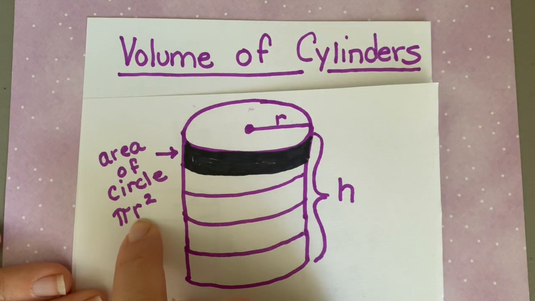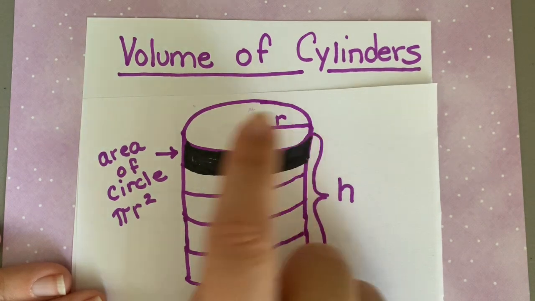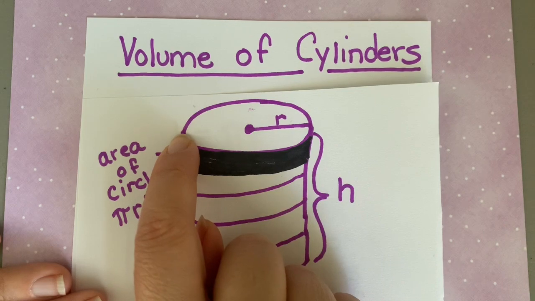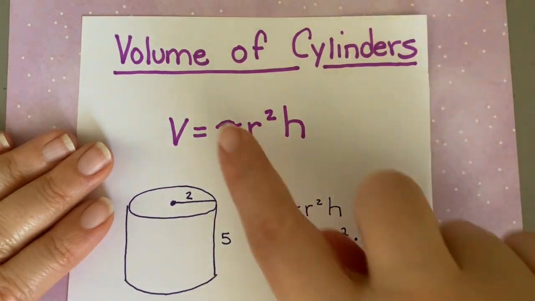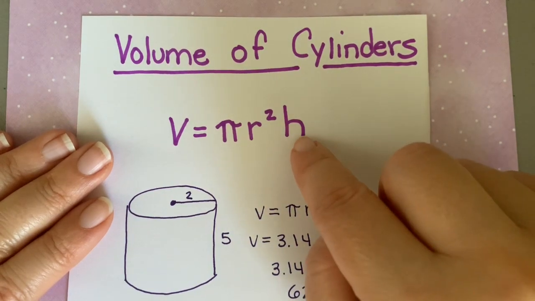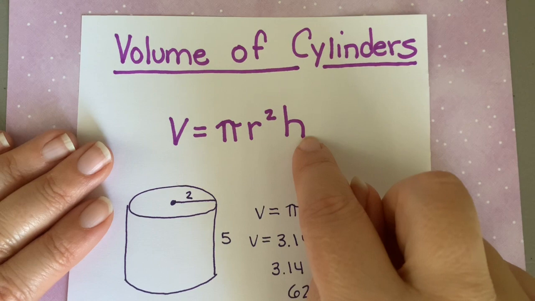Really quickly, remember radius is this distance from the middle to the edge. If you were to find the whole distance, that would be your diameter. So the formula for a volume of a cylinder is volume equals pi r squared times h. And so remember, each of these are multiplied by each other.